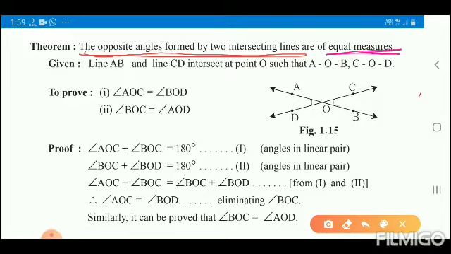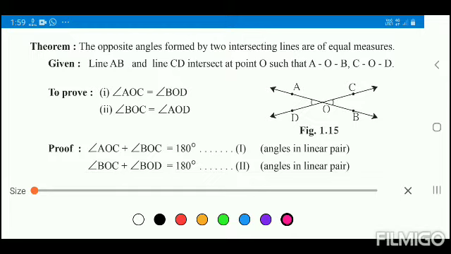Now what we want to prove? That they are of equal measures. So here, the angles made by the intersecting lines. Which angles do they make? The first angle, AOC, this upside angle, is equal to angle BOD, this downside angle. We have to prove these two angles are of equal measure, or that they are congruent with each other.